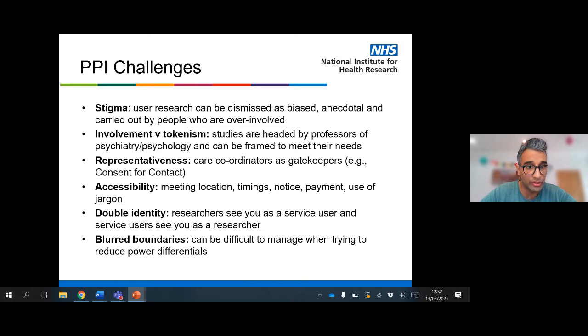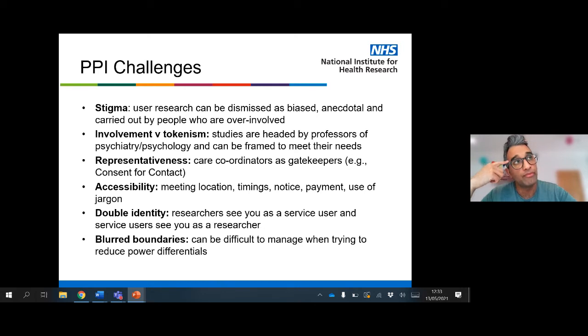For example, stigma. A user can be dismissed as biased. If you're involving somebody who's a service user and they're saying we should do X, Y, and Z, are they over-involved and biased because obviously that's in their interest? It's always going to be the case. Then there's the issue of involvement versus tokenism, which I spoke about earlier. Are you just doing it because you have to, because the funders have asked for it, or because it looks good? We have to ensure that we're involving for involvement's sake, to make the research better, not just so it's tokenistic. And alongside that, we need to be mindful of whether we are being representative.